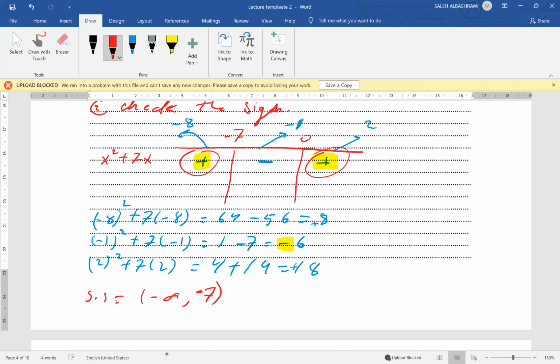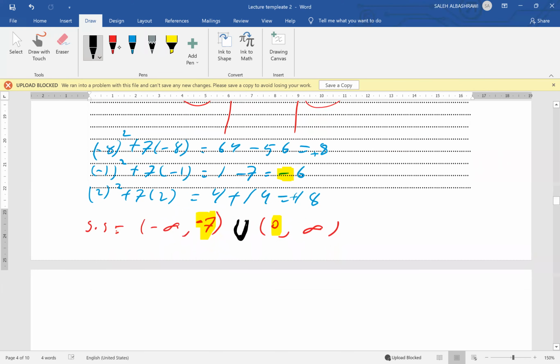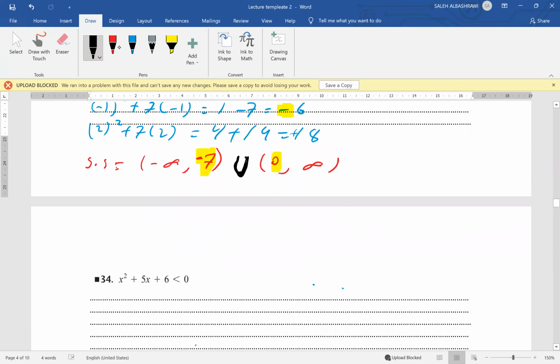And the other one, open from 0 to infinity. We are using the critical values, minus 7 and 0, not the distinct values, critical values. So I have two intervals from minus infinity to minus 7 and 0 to infinity, and we must have union between them. That means the left interval and the right one, or from minus infinity to minus 7, union 0 to infinity. This will give me the solution set for the given polynomial inequality.